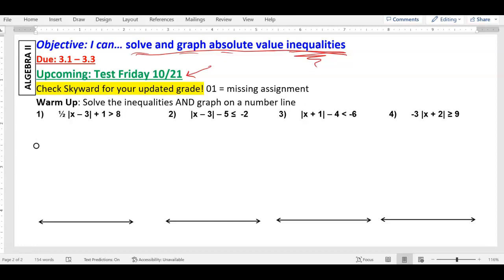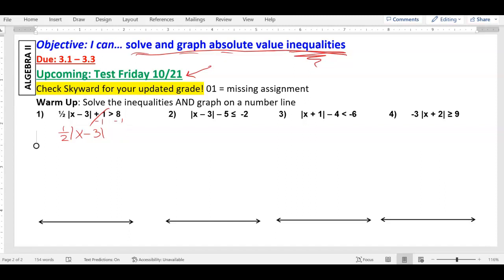Okay, on number 1, I want to solve this for the bars. So you see we have the 1/2 and the +1 we need to get rid of. Which one do we need to get rid of first? The loner +1. So we subtract 1, and it's gone on the left side. So I'm going to bring down 1/2 absolute value of x minus 3 greater than 8 minus 1 is 7.